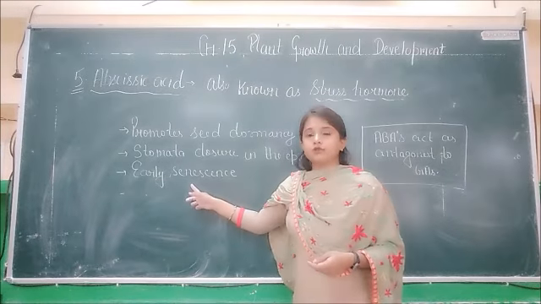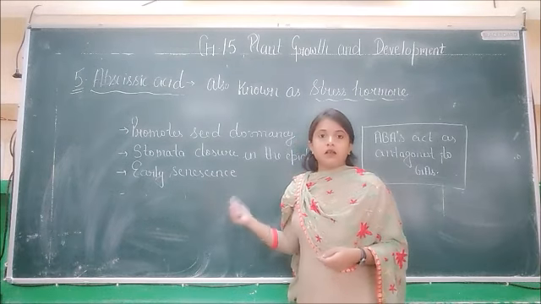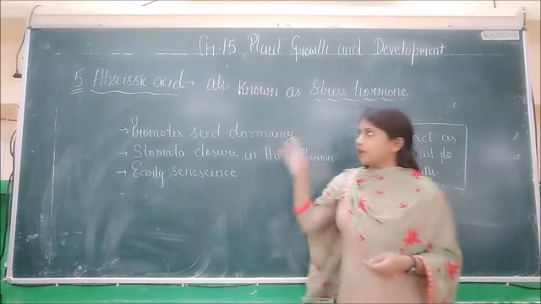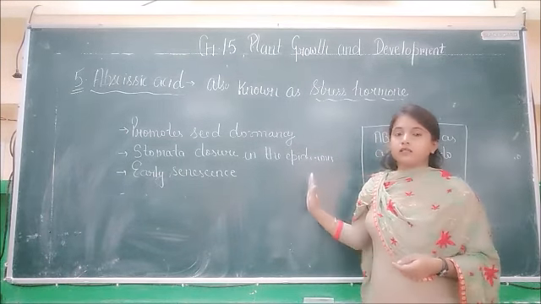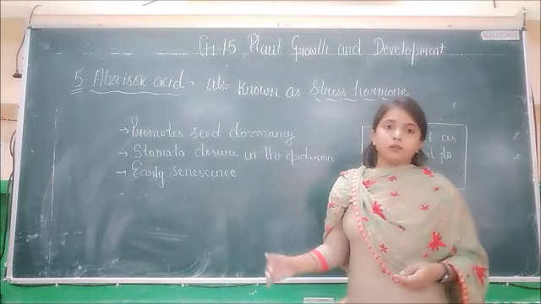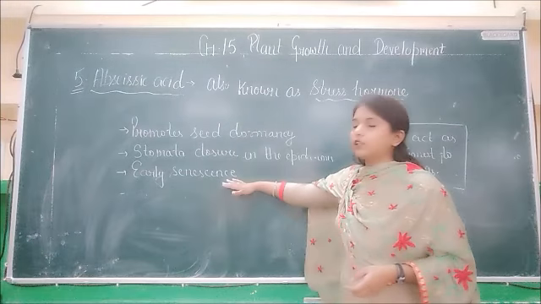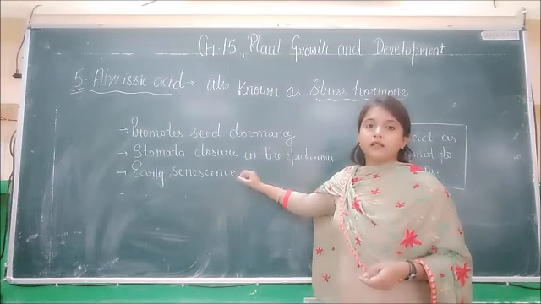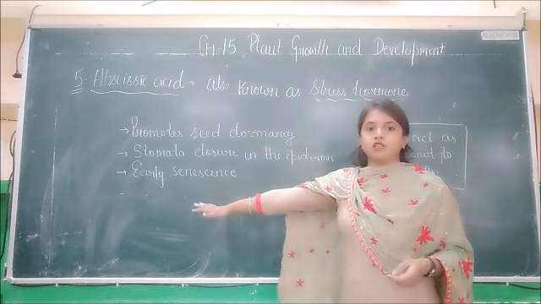Another function of this one is early senescence. Early senescence means when the abscisic acid is present, the cell death will be earlier, right? The leaf fall will be earlier. Everything which is related to senescence, meaning the cell death, will be in the earlier stages, right?